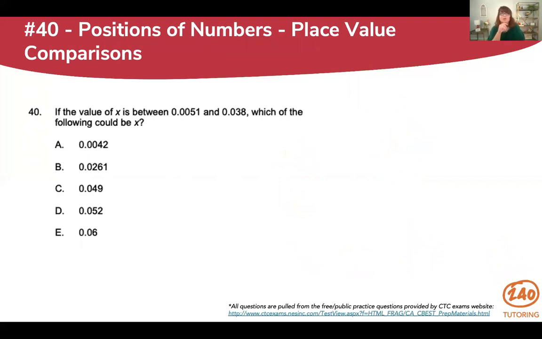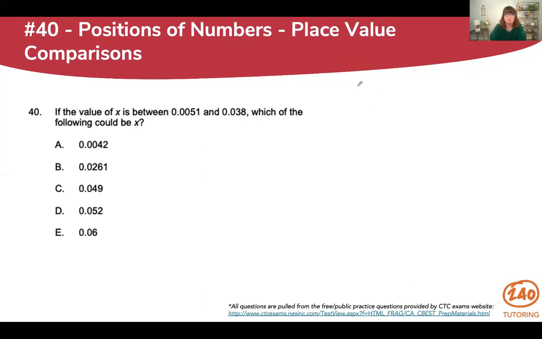This is positions of numbers. So we're comparing with place value. It says if the value of X is between 0.0051 and 0.038, which of the following could be X? Now, the way I do this is all about lining up the decimal. I draw a very quick, simple place value chart so I don't get confused. I know X has to be between those 2 numbers.